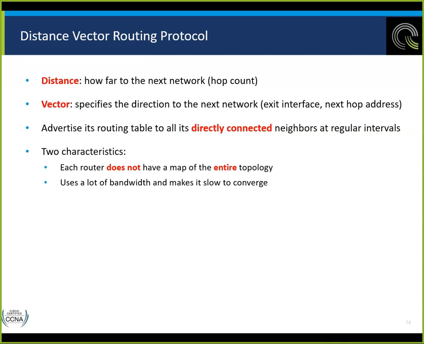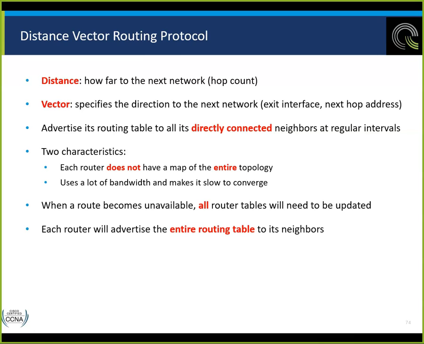They'll have the entire network topology, and then they will calculate the best, most efficient path to get from one to the other. But distance vector doesn't have that. Each router does not have a map of the entire network, and it uses a lot of bandwidth and is slow to converge. When a route becomes unavailable, it sends the entire routing table. A route becomes unavailable, which goes back to the things that we talked about yesterday, and I think they're in today's set too.